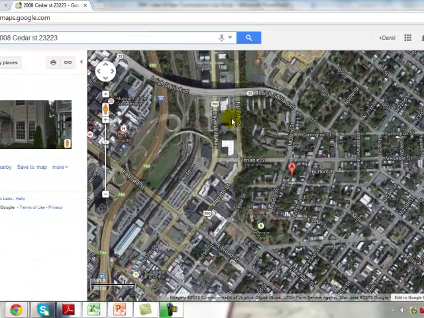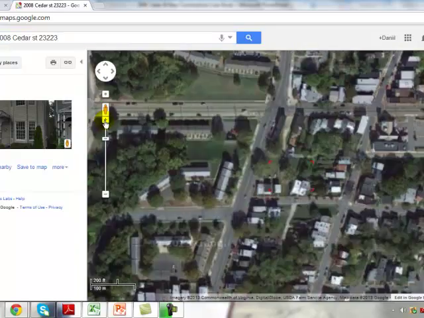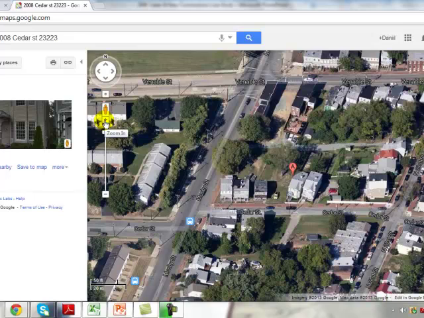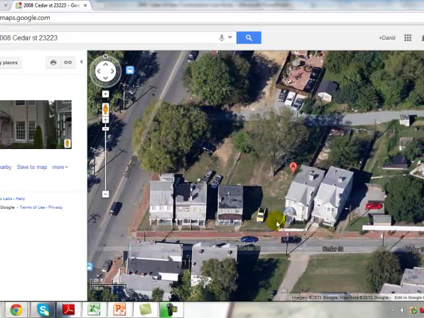So here, this is Churchill in Richmond, where I'm doing a lot of my construction, Richmond, Virginia. So this is Google Maps. This is the empty lot that I'm going to develop. Now, a couple of interesting things to show you. This right here across the street is a rental property that I own.